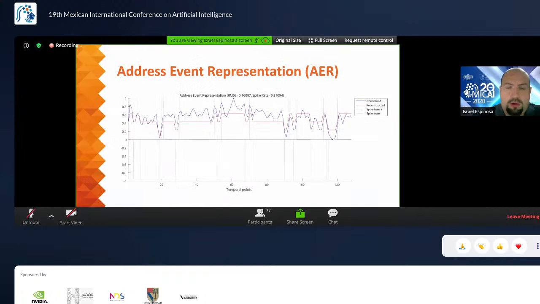Also, an important thing is that we can have positive and negative spikes. There are algorithms that can create only positive spikes, but this kind of algorithm can process both positive and negative.